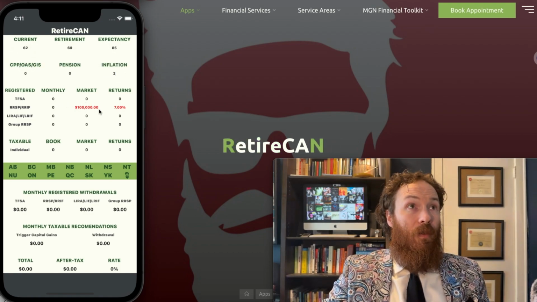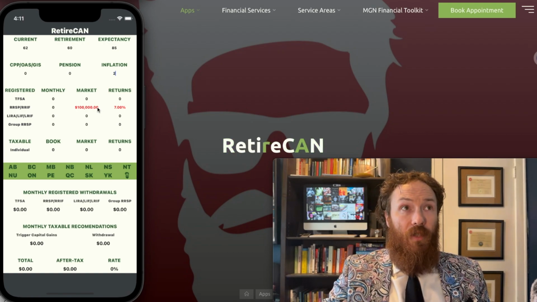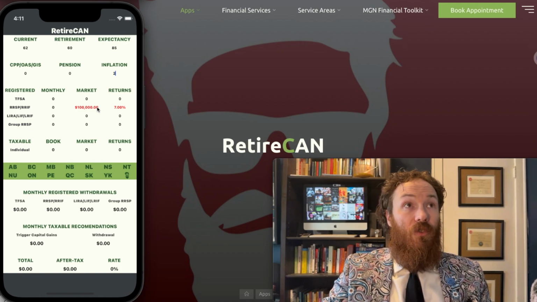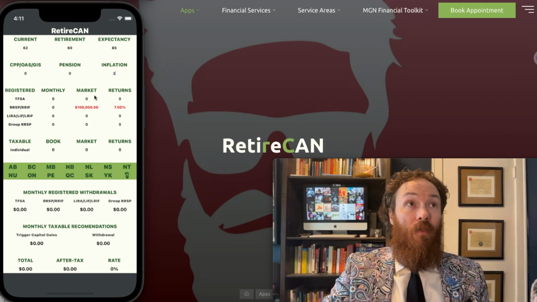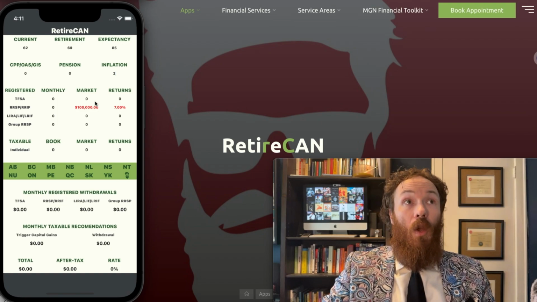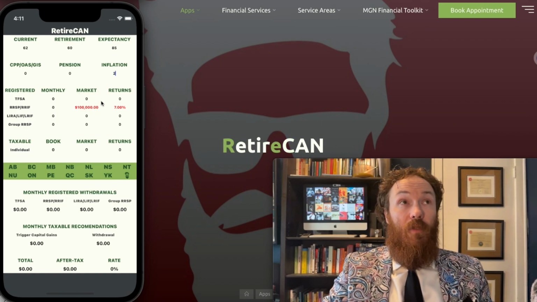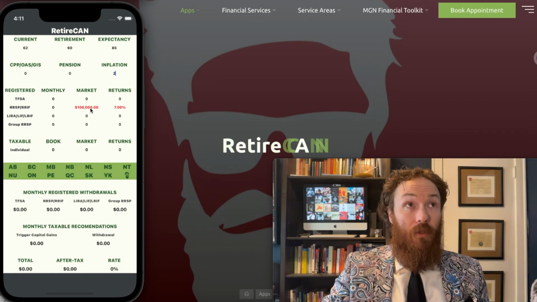Now, this person is not going to use their tax-free savings account to fund their retirement. This is where they're stashing money to leave an inheritance. This is the best place. So we're not using this as a withdrawal stream, so we're not going to use the calculator for this.